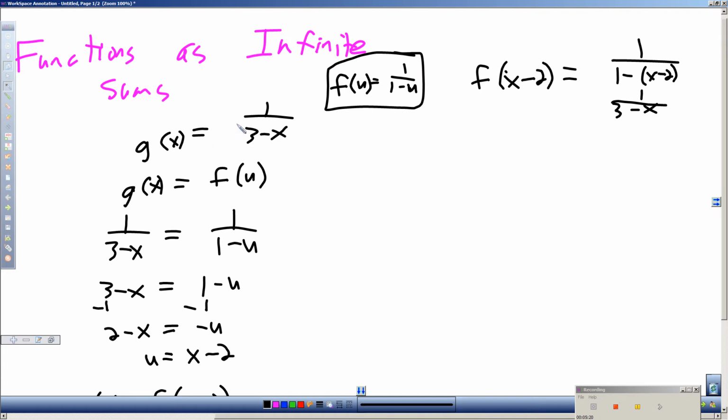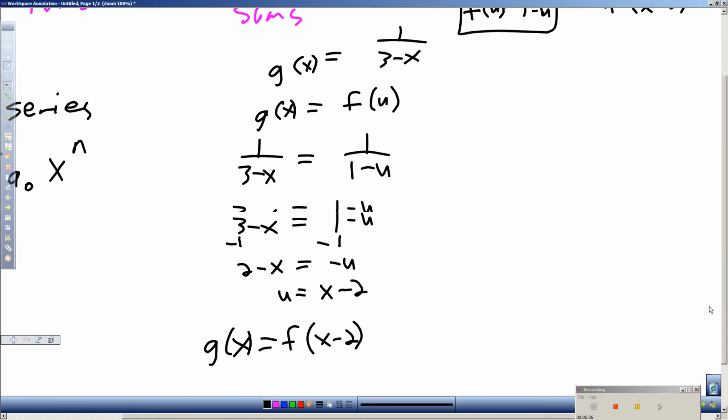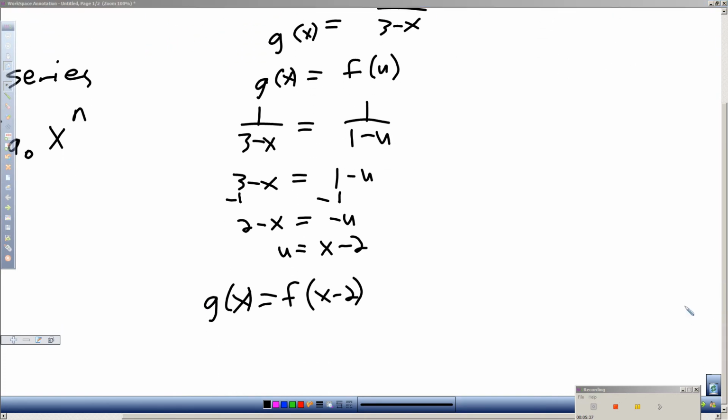Yes. Because the goal is to know when this converges. And what has to be true about u for this to converge? That's our r. And what has to be true about r? It has to be between negative 1 and 1. Yes. So we're not done yet. The next thing we're going to do, our goal is to say g of x is equal to the sum from n equals 0 to infinity of something.